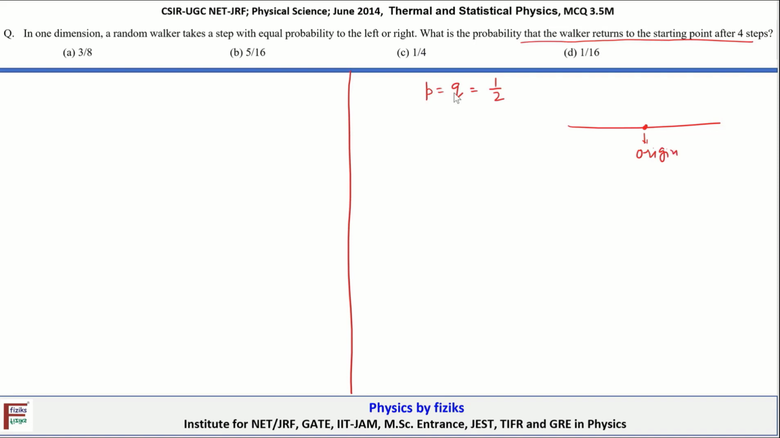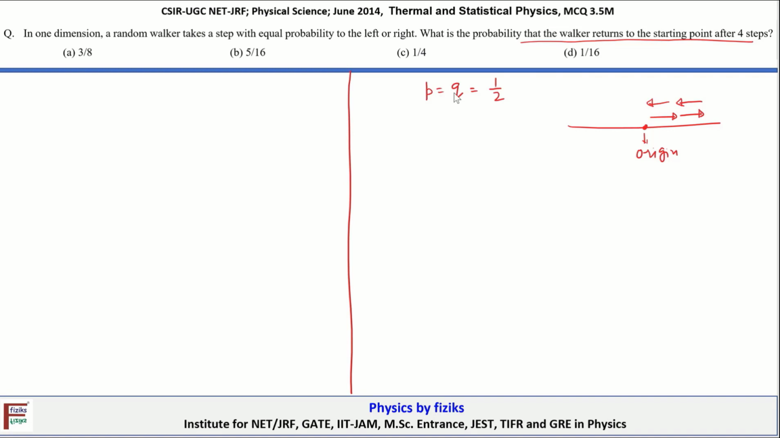Okay, and suppose the random walker is taking its first step along the right hand side. Okay, and let's say it's taking its next step along the right hand side again. Now in order to come back to the same starting point, the random walker has no option other than to take the step in the backward direction and take the 4 steps also in the backward direction.